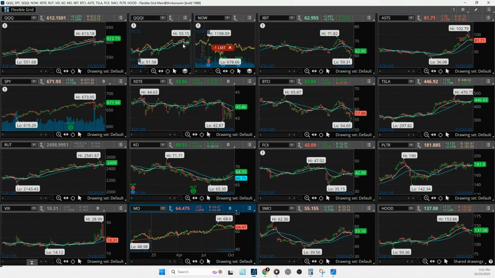Options on this are tough, doable, but not really. It's like a weird sort of trade. I wouldn't want to use XDTE as a theta trade that I can count on. Now this one, maybe this one might be worth looking at.